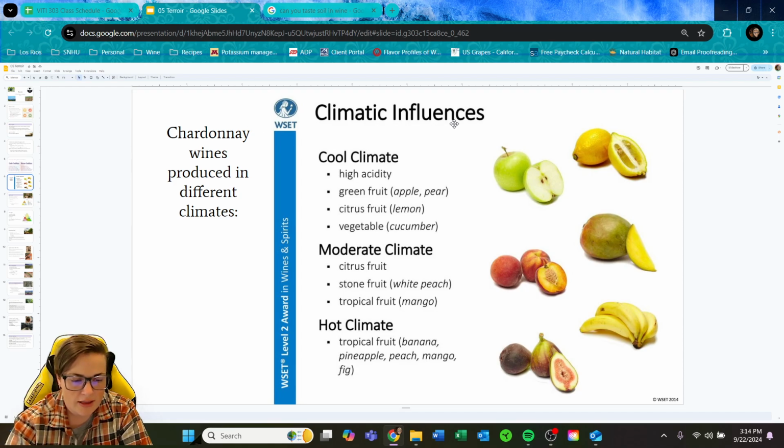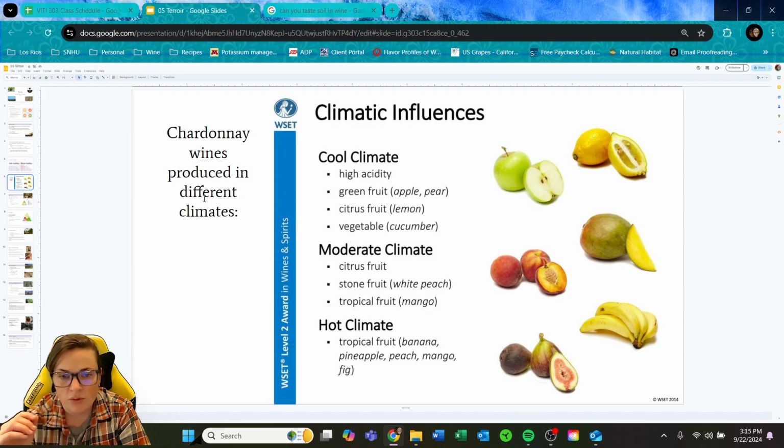So a Chardonnay that's produced in a cool climate will typically have a high acidity, and the characters associated with that would be green fruit, citrus fruit, and vegetable. So it makes sense. In moderate climates, where it's a little bit warmer, you get some citrus fruit, but also some stone fruit and tropical fruit in there as well. In a very hot climate, you'll get tropical fruit like banana, pineapple, peach, mango, and fig. So I think of those really, really ripe fruits. And that's all just in the same variety, Chardonnay.